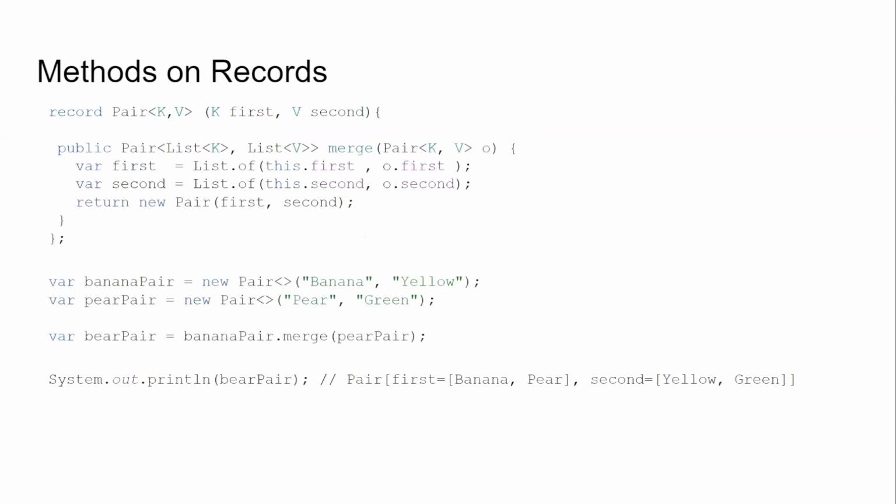Records can also have instance methods. They aren't allowed to change the record fields, but they are useful for performing transformative operations on the record data. Here we've implemented a method that merges two pairs into a pair with two lists. Other use cases for instance methods in this pattern would be mathematical operations.